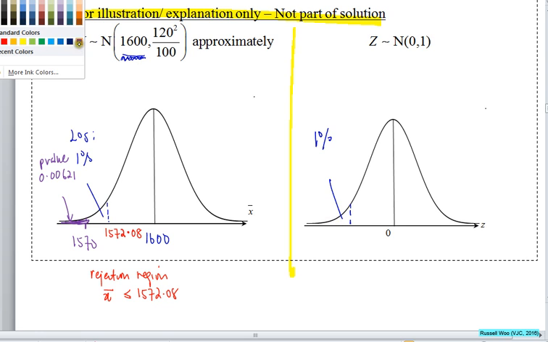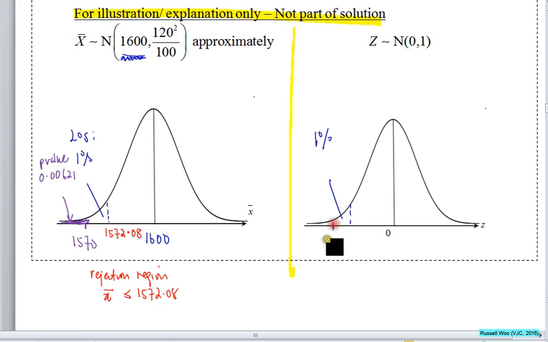When we do this, the value is 1570 minus 1600 divided by 120 over root 100, which actually will end up with minus 2.5. You end up here. Minus 2.5, sorry.